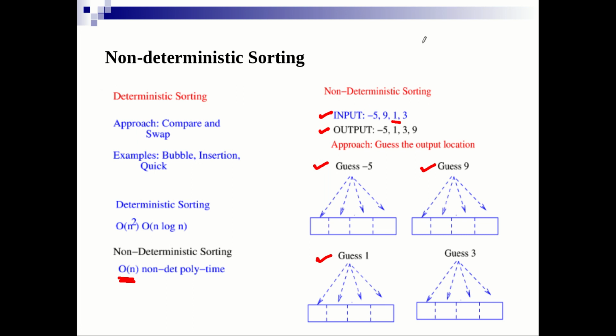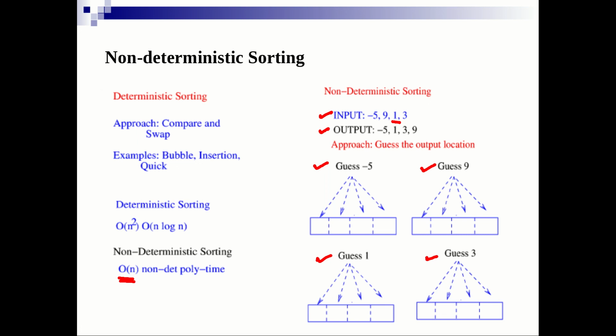3, right? So like that it is proceeding. Now the interesting thing is how much time it will take for just guessing the position of a particular element. So this -5, if you are looking at -5, it can be there in the first, second, third or fourth position. So that correct position you have to guess.